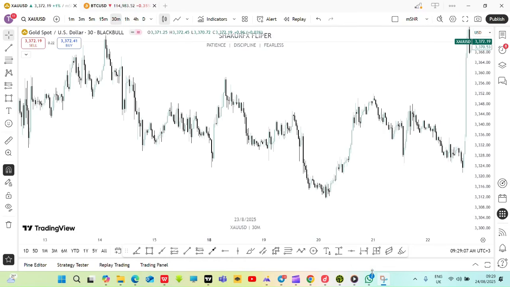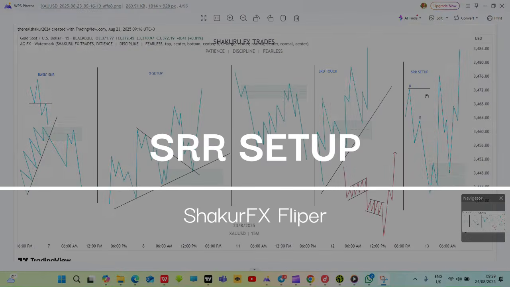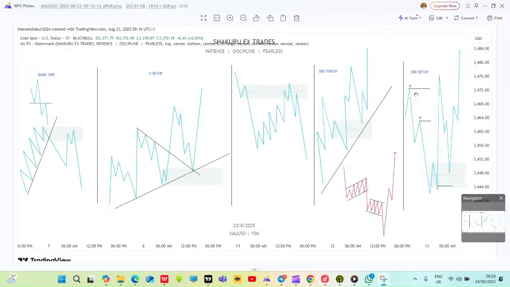This is the final part. Yeah, it's all about the SRR setup. The setup simply comprises a support, resistance, support breaking at least two resistances. There can be more, but the minimum should be two resistances. A single support in a single move coming to break two resistances.